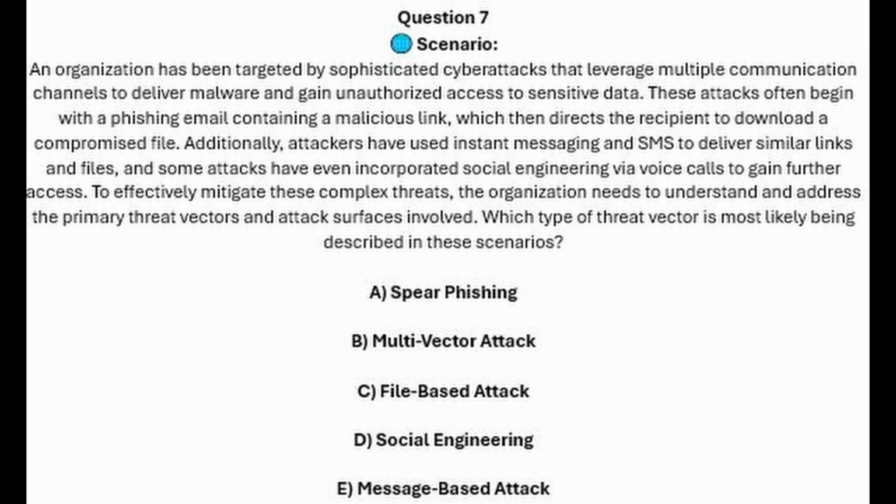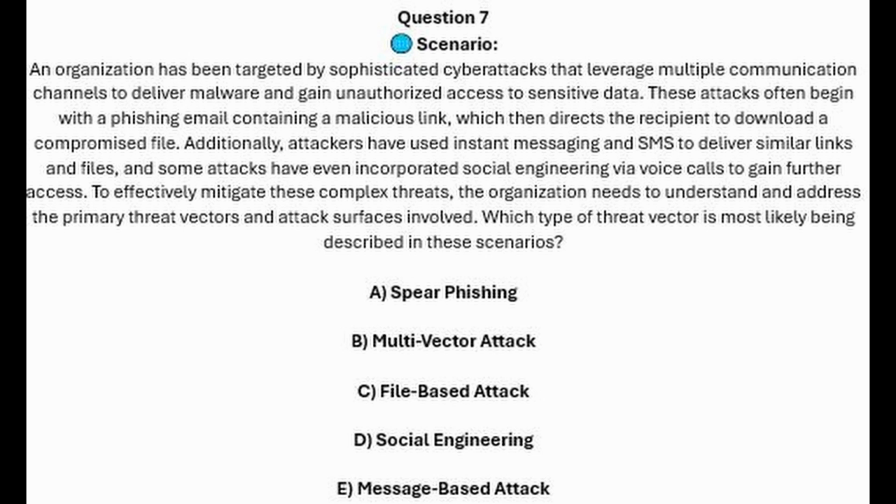And for the next question of our exam, question number 7. And the question states, an organization has been targeted by sophisticated cyber attacks that leverage multiple communication channels to deliver malware and gain unauthorized access to sensitive data. These attacks often begin with a phishing email containing a malicious link, which then directs the recipient to download a compromised file. Additionally, attackers have used instant messaging and SMS to deliver similar links and files, and some attacks have incorporated social engineering via voice calls to gain further access.